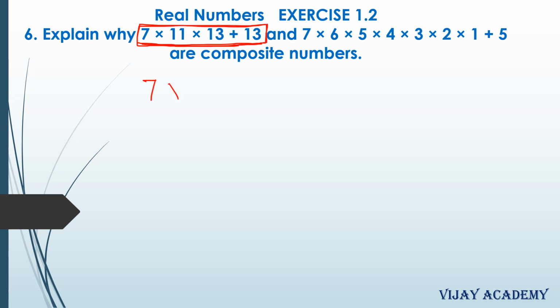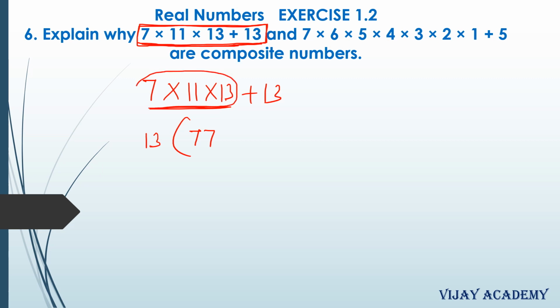So in 7 into 11 into 13 plus 13, we can take 13 as a common factor. When you take 13 as common factor, divide 7 into 11 into 13 by 13, we get the quotient 77, and divide 13 by 13, we get the quotient 1. So now this can be written as 13 into 78. So this number can be factorized into 13 into 78.